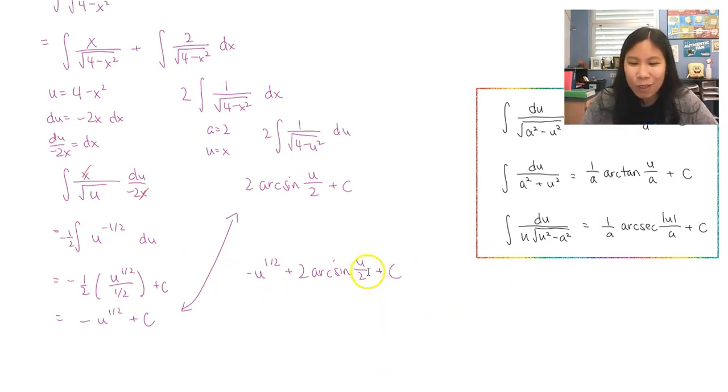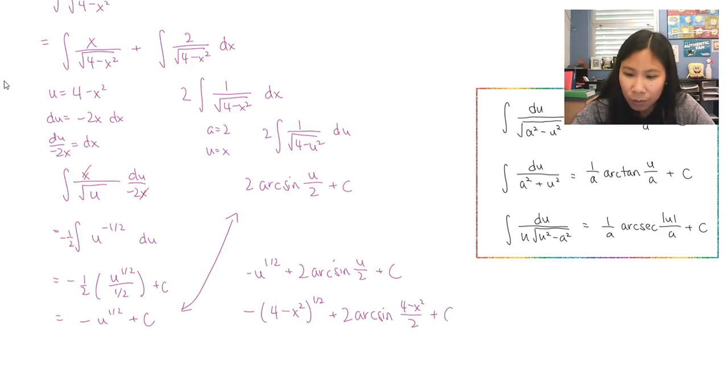So at this point in time, we just need to plug our u back in so that our final answer is going to be in terms of x's again. So we're going to end up with negative, instead of u, 4 minus x squared to the 1/2 power, or if you want to write that as a radical, cool, plus 2 arcsine of the square root of 4 minus x squared over 2 plus c. And there you have it.